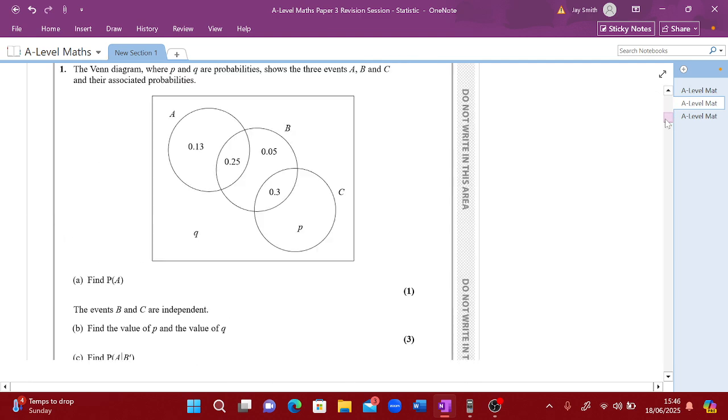Cool. So question 1. We're given a Venn diagram. Pretty typical question about Venn diagrams. We're given some probabilities about 3 events A, B, and C.